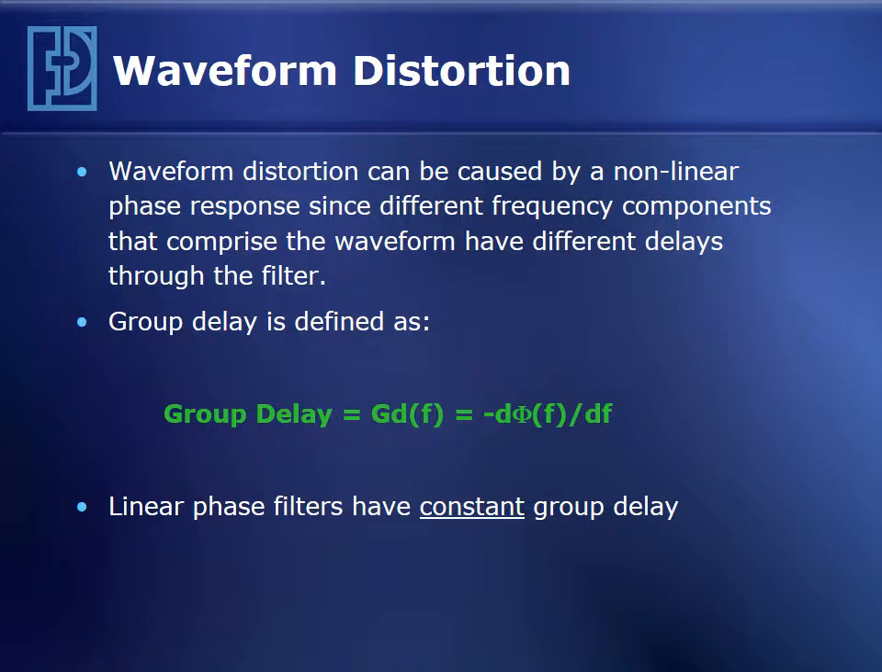A measurement of how good a filter's linear phase property is called group delay. And group delay is defined as a negative derivative of the phase with respect to frequency. So if a filter has linear phase, then it stands to reason that the derivative of a filter with linear phase is a constant. Hence, we refer to filters with constant group delay. That's equivalent to saying that the filter has linear phase.